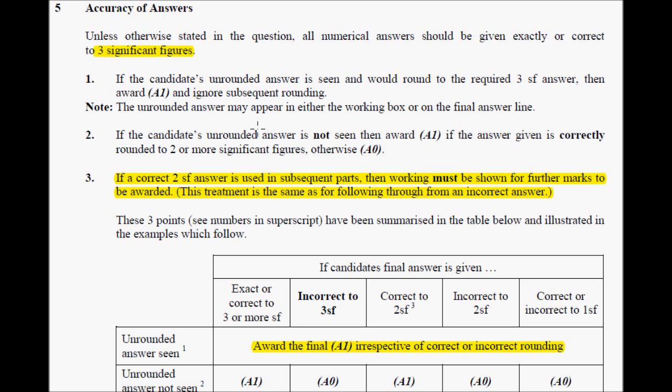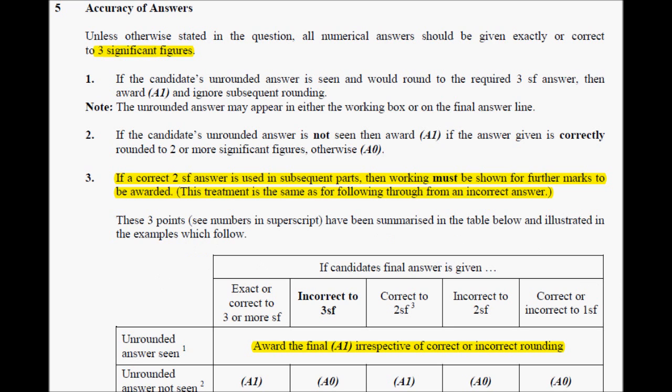Now another thing is if you round your answer and you're going to use that rounded answer in further parts of the question, make sure that you show your work. Because especially if you round it wrong and then you don't show your work, the IB examiner can't go through your work and assume that that's what you're doing. So you really have to show your work, okay? A lot of my kids don't do that, and it kills them.